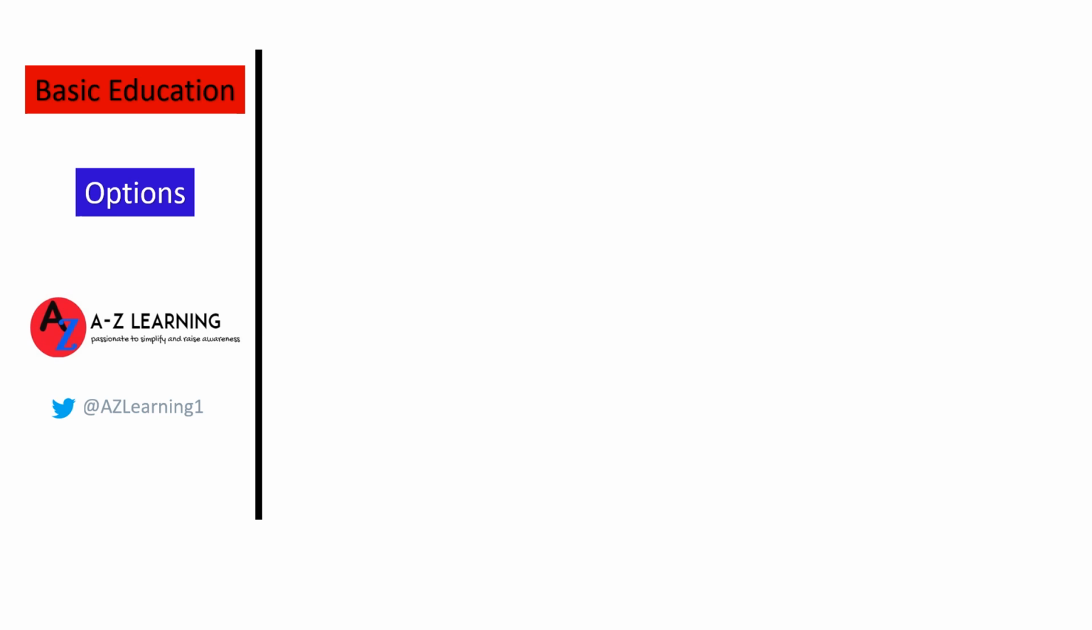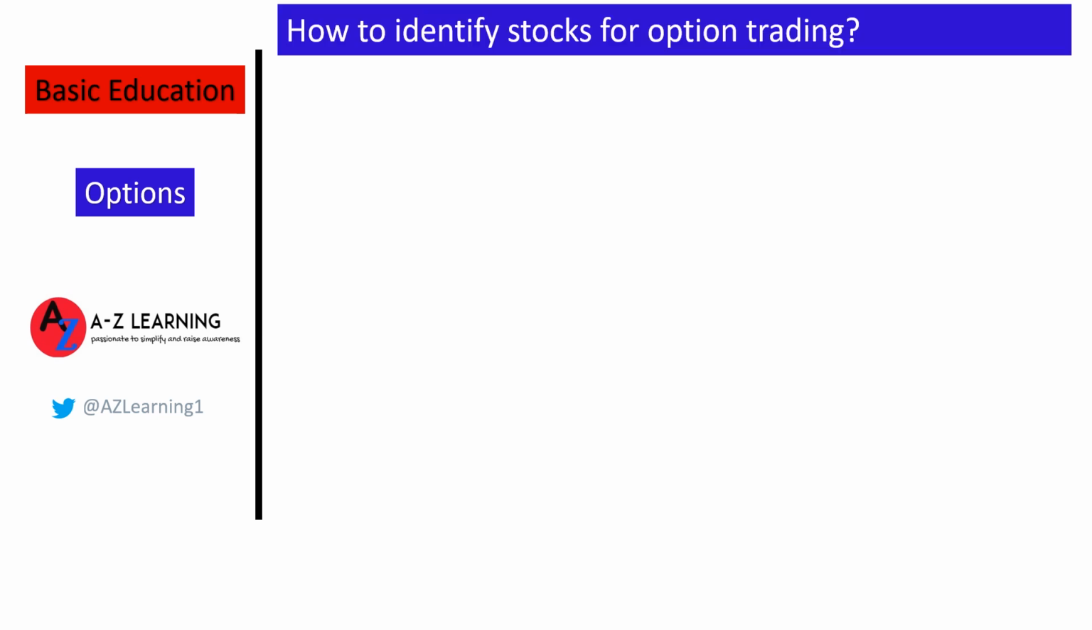Today we are starting our new series which is part of the basic education series, and the topic that we are picking up is options trading. So we'll start right from the first question that people have when they are thinking about trading in options, and the question is, how do you identify stocks that are good for option trading? So in this video, we will help you understand, in a very simple and easy to understand manner, how you go about identifying stocks that are good for option trading. So without any further delay, let's commence our video.